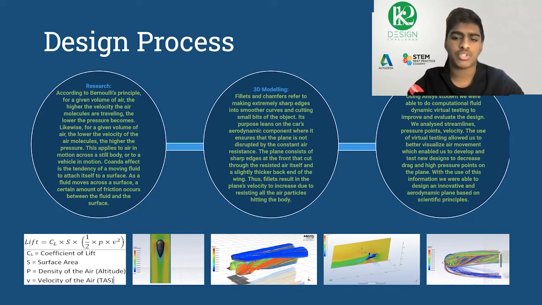Our next step was to utilize 3D modeling techniques on Fusion 360, such as fillets and chamfers, to ensure that the design was smooth and aerodynamic. Fillets and chamfers refer to making extremely sharp edges into smoother curves and cutting small bits of the object. They ensure the aircraft's motion is not disturbed by the constant air pressure or air resistance, as air can instead travel over the smoothest surface.